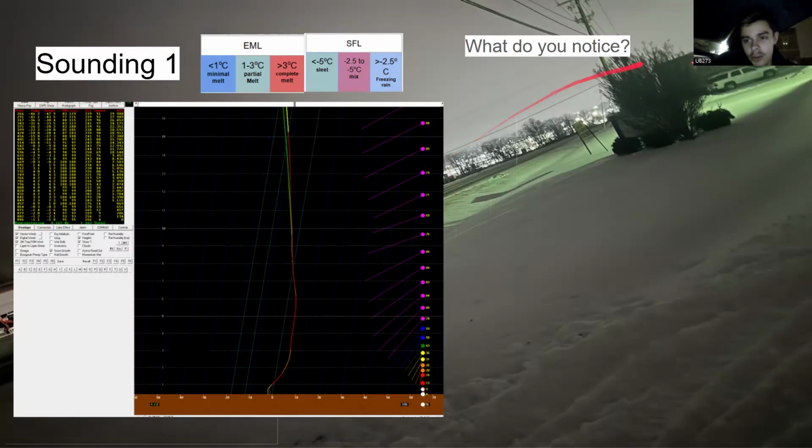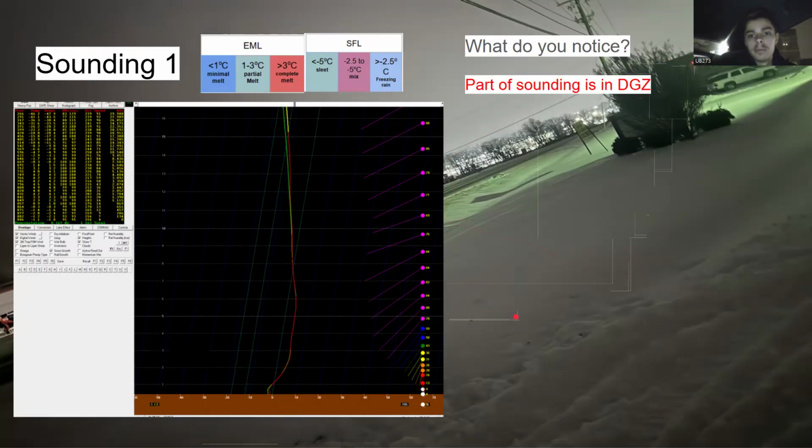Oh, sorry, I just got surprised because my picture got dark for a second. But it does matter. Anyways, here's our first sounding. So what do we notice? We're going to go through this and see some things. This data is very small, so I can hardly read it, but I have it typed on here what different things are. So part of the sounding is in the dendritic growth zone.